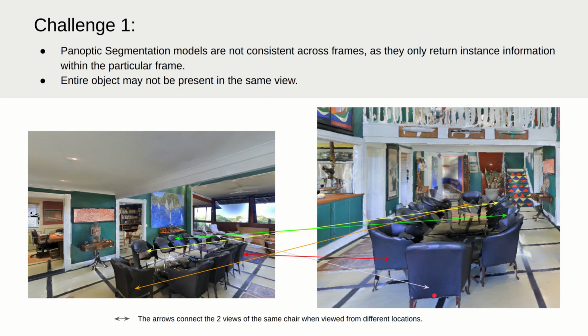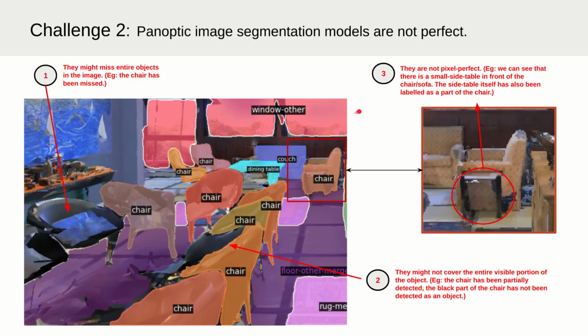Resolving this issue was crucial to ensure accurate tracking of instances across the entire sequence of frames. The second challenge arose due to the imperfections in panoptic segmentation models. In certain scenarios, the models may misclassify objects or entirely misdetect some objects. Dealing with these inaccuracies was vital to maintain the integrity of the generated semantic instance maps.